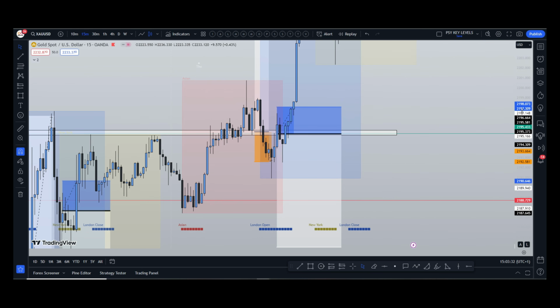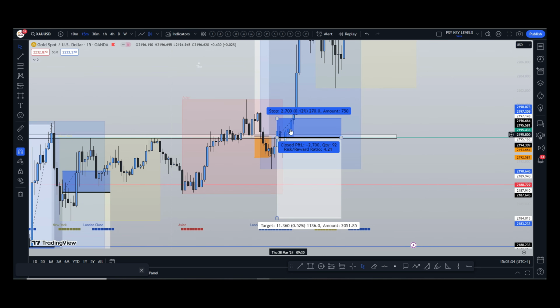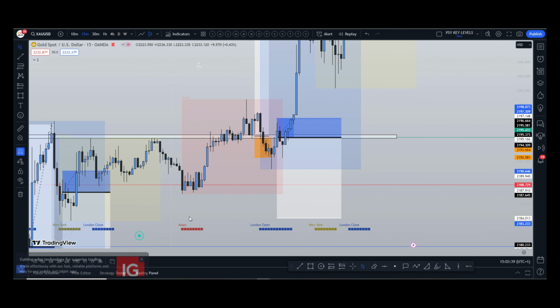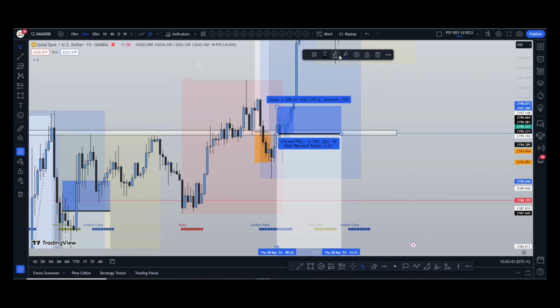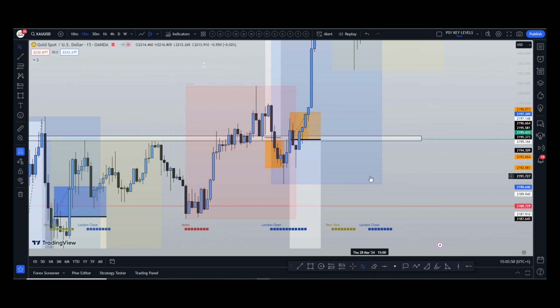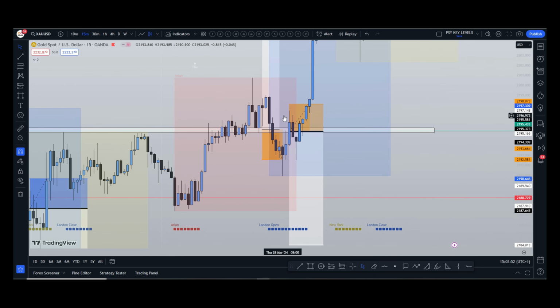Because it hit my stop loss, now I know we're not going down anymore, we're going up. So how would I have entered this? This is also orange because it's a loss. The way I would have looked at this is something like this, or even like this.